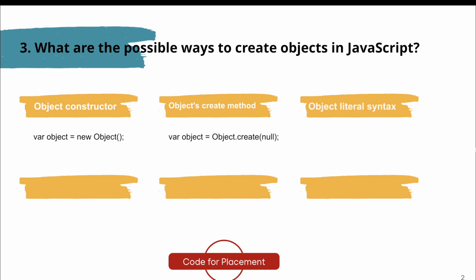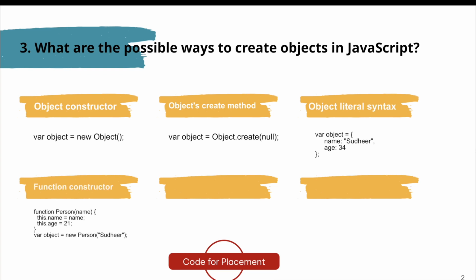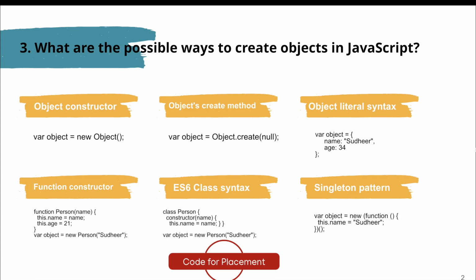Object literal syntax is this. Function constructor. So here we have the function constructor syntax. ES6 class syntax. And last, we have the singleton pattern. These are the different ways to create an object in JavaScript.